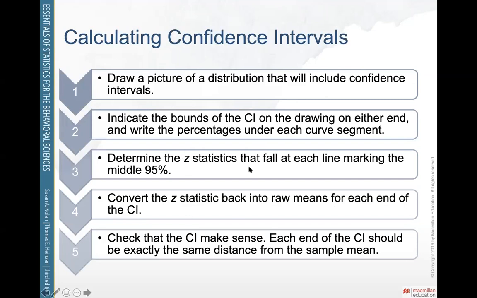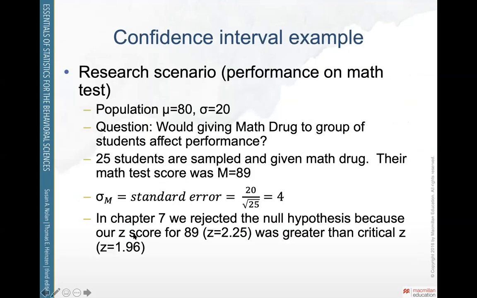We need to know the Z statistics that mark our boundaries into the two tails. We're going to convert the Z statistics into raw means. That's not going to mean a whole lot until I show you this picture in a second. And then this final step is just to make sure that the confidence interval that you calculated is reasonable, that you didn't make some error. So you should spend more time looking at these on your own. I just want to go into the example right here.